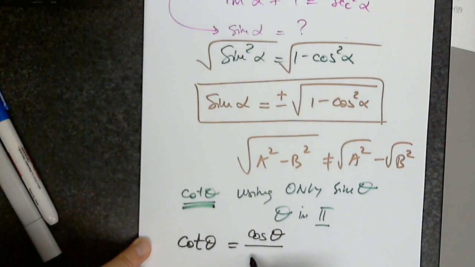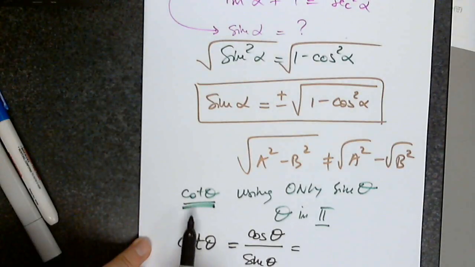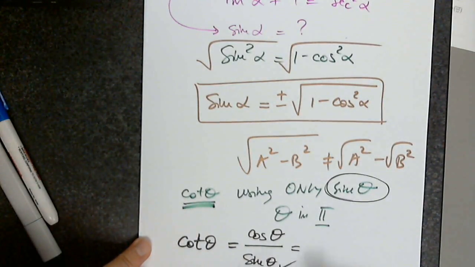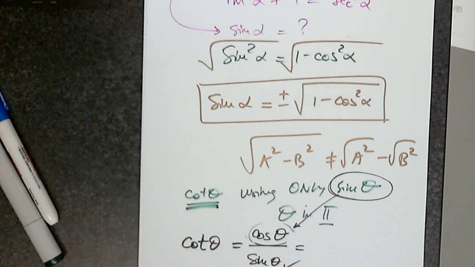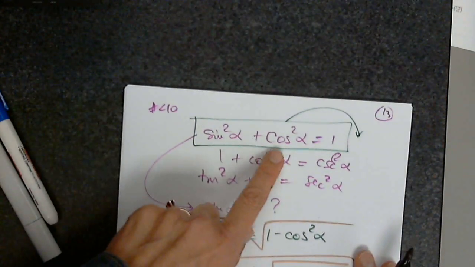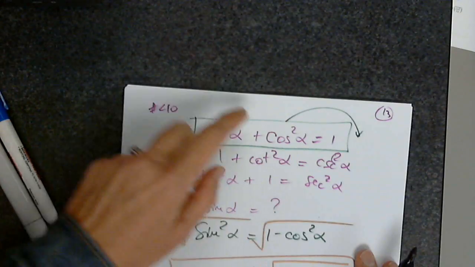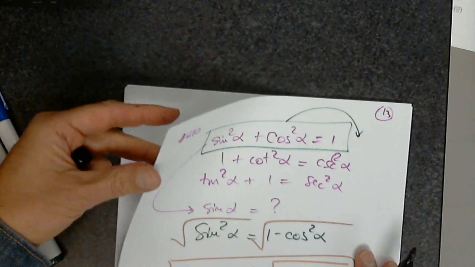Yes? Over? Good. I am told to express cotangent in terms of sine only. So this is okay. But now I have to express this in terms of sine. So I'm going to come back to this relationship. And I want you now not to solve for sine, but solve for cosine. And tell me what to write.